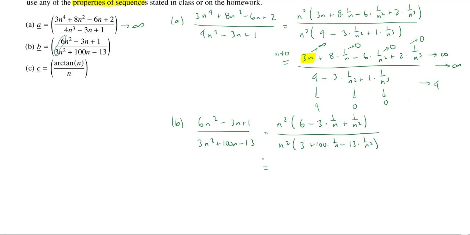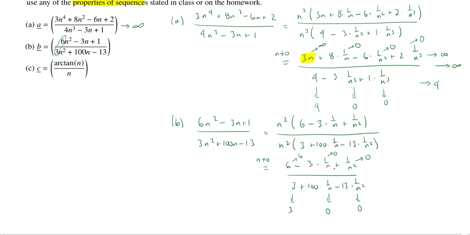I can cancel the n squareds because, again, I can assume n is not 0. And I get 6 minus 3 times 1 over n plus 1 over n squared over 3 plus 100 times 1 over n minus 13 times 1 over n squared. And now, just as before, as n goes to infinity, well, 6 goes to 6, but 1 over n goes to 0, 1 over n squared goes to 0, this 1 over n goes to 0, and 3 goes to 3.